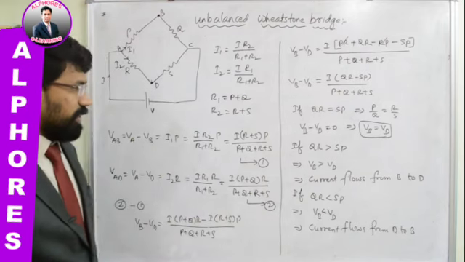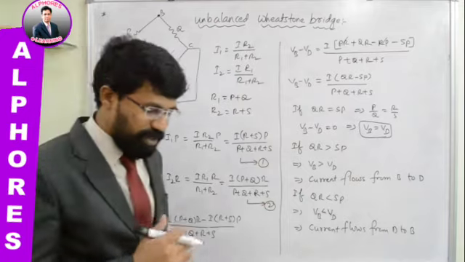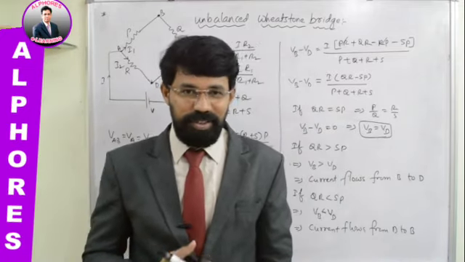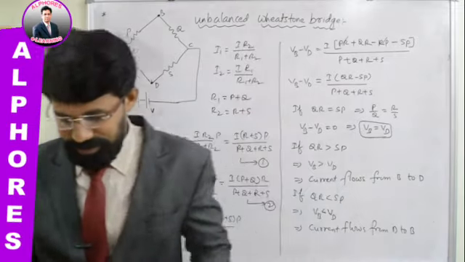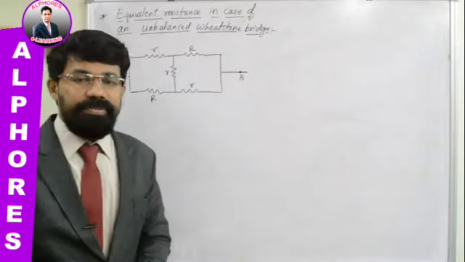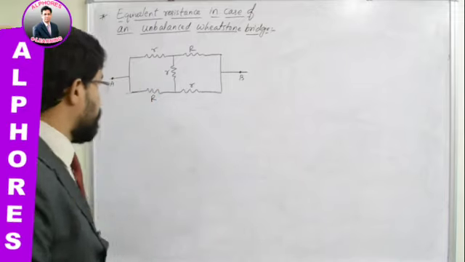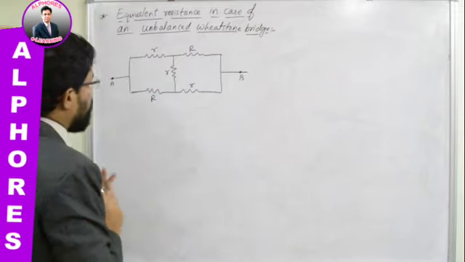Okay, so let us try to find a way to deal with effective resistance calculation if you are having an unbalanced bridge. Let us deal with this case: equivalent resistance in case of an unbalanced Wheatstone bridge. As you see here, this is not balanced.